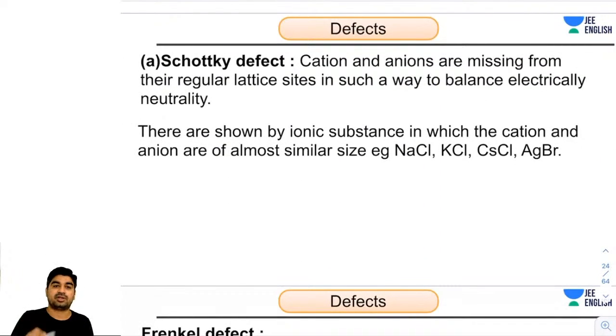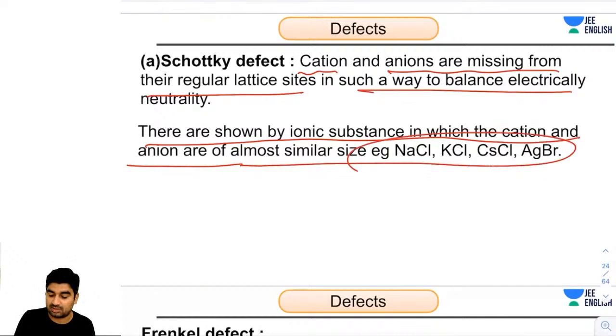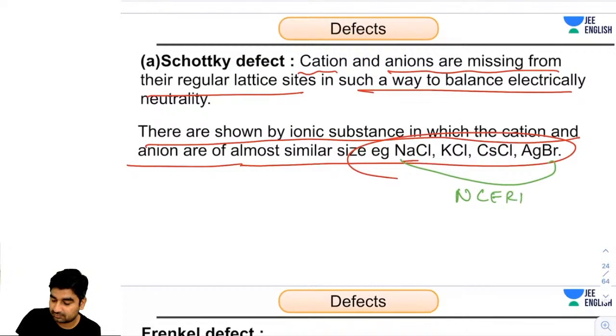In Schottky defect, note it down in your notes. Cations and anions are missing from regular sites in such a way that electrical neutrality is maintained. And these are shown by ionic substances in which cation and anion are of almost similar size. Many a times a problem is asked like which of the following ionic crystals shows Schottky defect. So you have to remember these. These are directly from NCERT, guys.